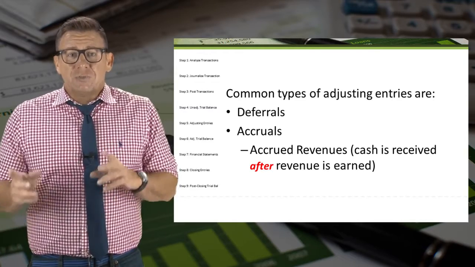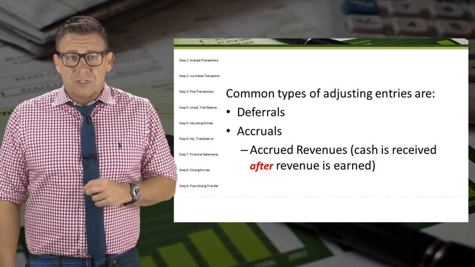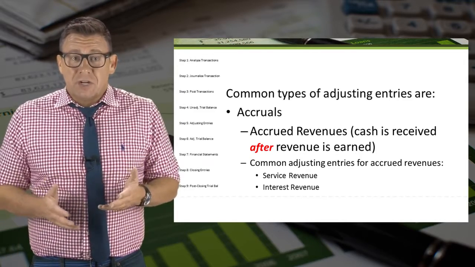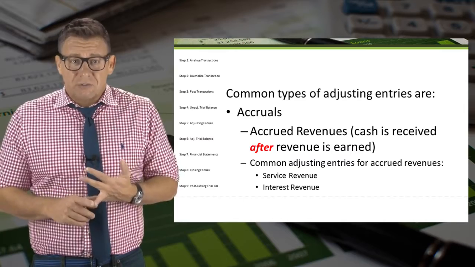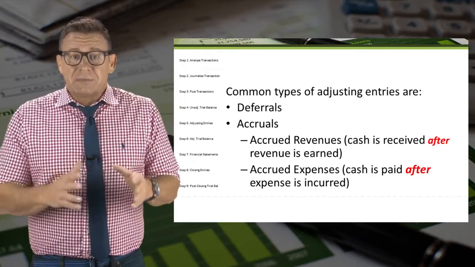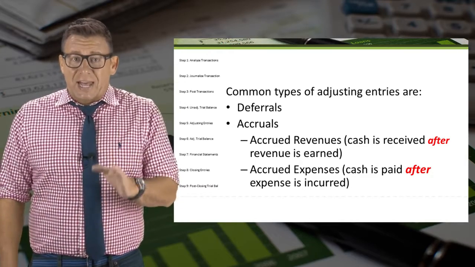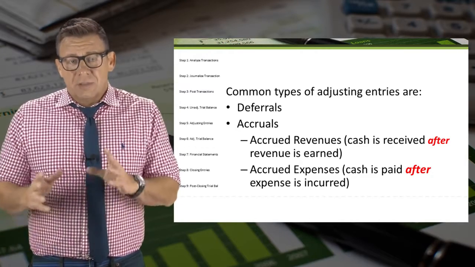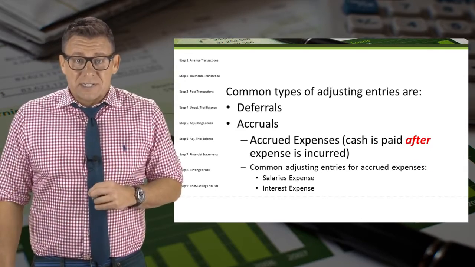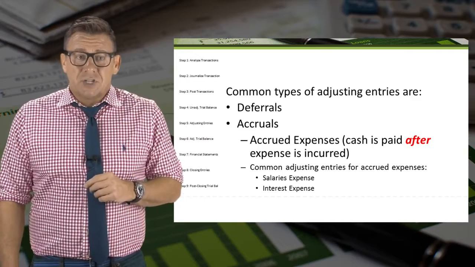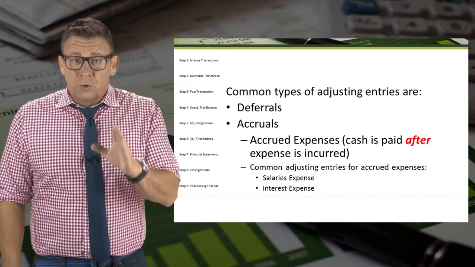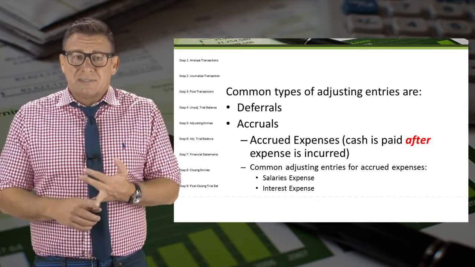This means that cash is received after revenue is earned. Some common examples of adjusting entries for accrued revenues are service revenue and interest revenue. Another type of accrual is accrued expenses. This means that cash is paid after the expense is incurred. Companies tend to have a lot of accrued expenses, as this is the most common type of adjusting entry. Some common examples of adjusting entries for accrued expenses are salary expense and interest expense.